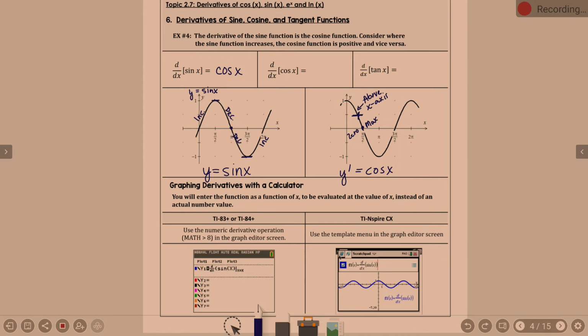Now, pi over 2 to 3 pi over 2. What do you notice from pi over 2 to 3 pi over 2? Decreases. My entire graph is decreasing. What do you notice about the derivative graph? It's negative. Okay, it's negative, and it's below the x-axis, right? And below the x-axis is indicated as negative.